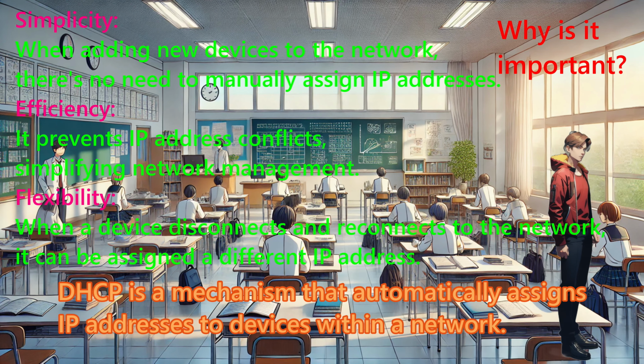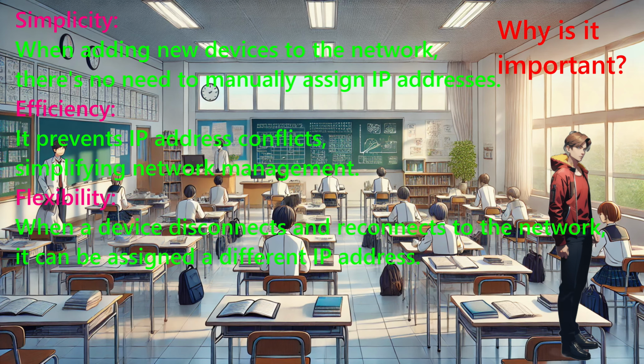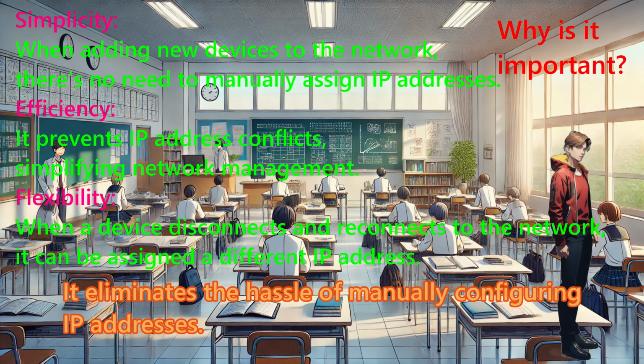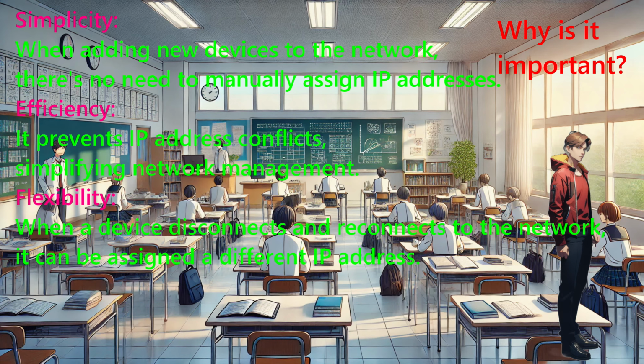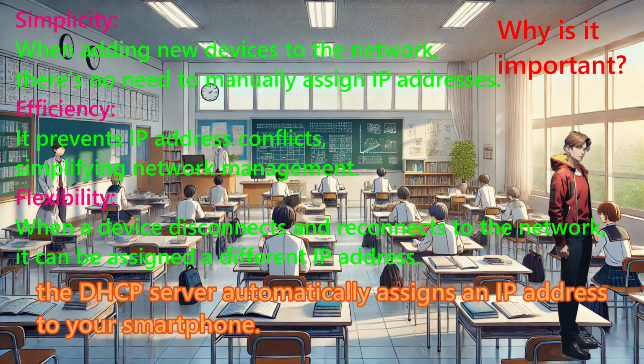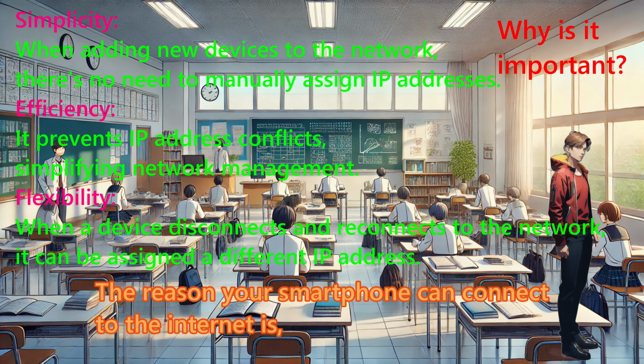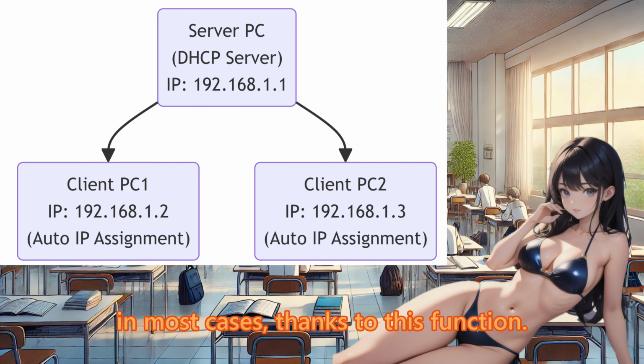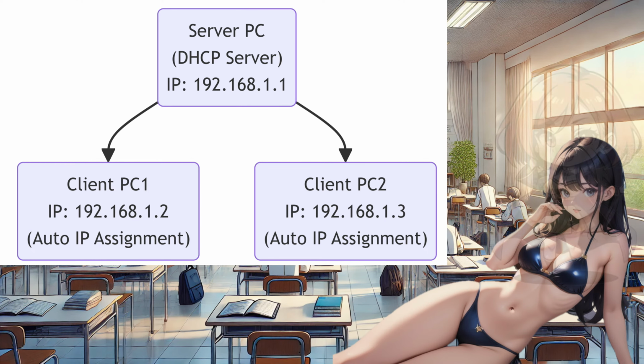DHCP is a mechanism that automatically assigns IP addresses to devices within a network. It eliminates the hassle of manually configuring IP addresses. For example, when you connect your smartphone to your home Wi-Fi, the DHCP server automatically assigns an IP address to your smartphone. The reason your smartphone can connect to the internet is, in most cases, thanks to this function.